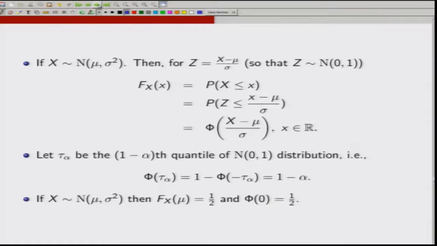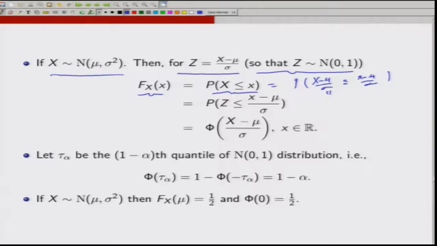Let us see a few more observations. Suppose x is normal mu, sigma square. Then for z equal to (x minus mu) by sigma, so that z has normal 0, 1 distribution, F_X(x) is nothing but probability X less than or equal to x, which is the same as probability that (X minus mu) by sigma is less than or equal to (x minus mu) by sigma. But this is normal z, so this is the same as probability that Z is less than or equal to (x minus mu) by sigma, which is normal 0, 1. So this is the same as distribution function of normal 0, 1 at the point (x minus mu) by sigma.